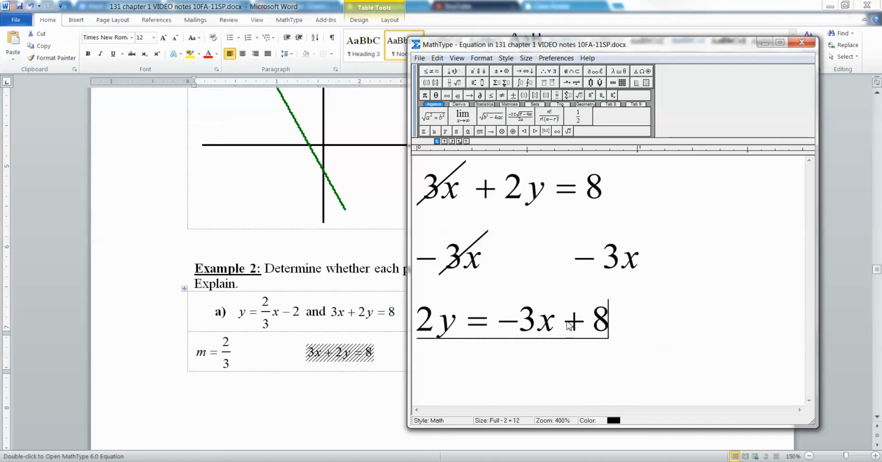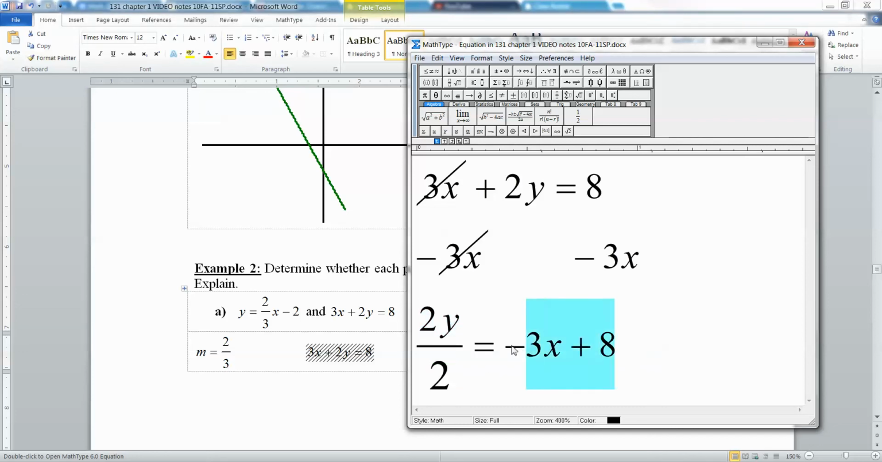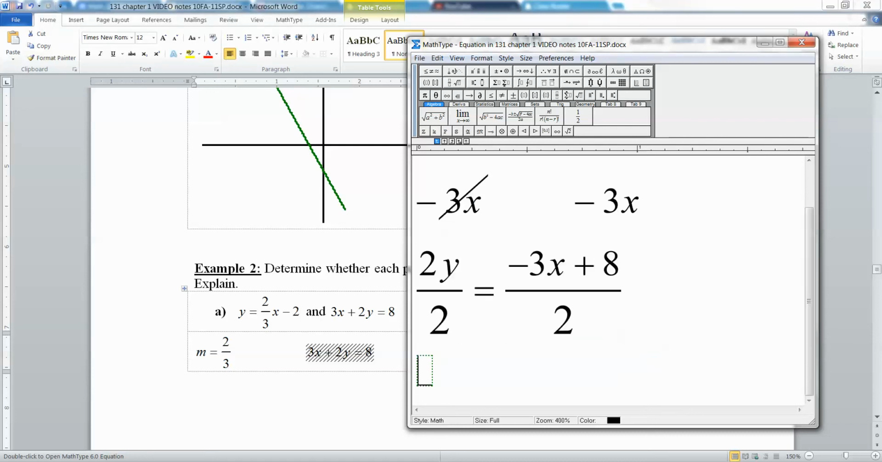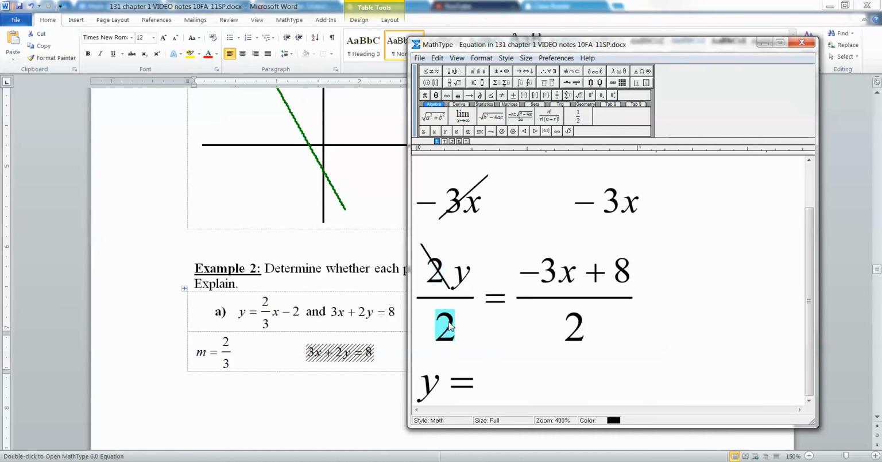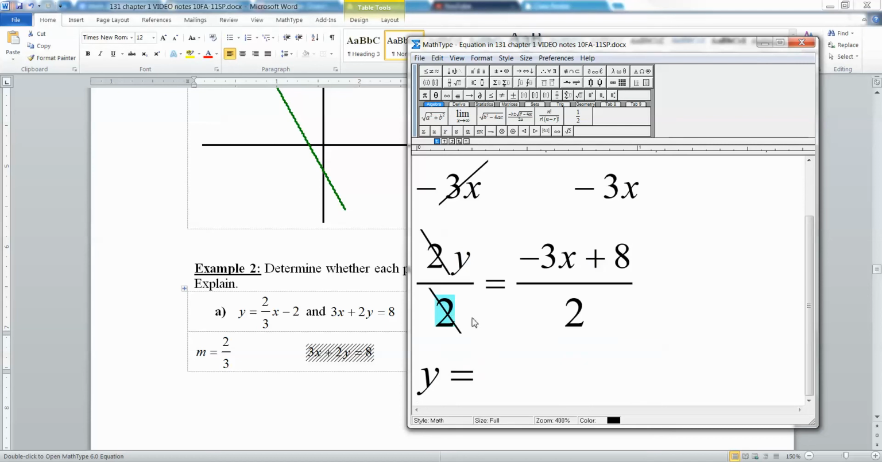And you could write 8 minus 3x, but since we want mx plus b, it's kind of better to do it this way because we're getting ourselves set up for it. Now we're almost done, but we got to get rid of this 2. Now the operation between the 2 and the y currently is multiplication, so we're going to divide. And of course, if you divide one side by 2, you've got to divide the other side by 2. That's going to leave you y over here because the 2's cancel. Divide away, they turn into 1.